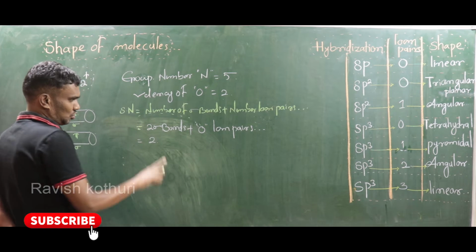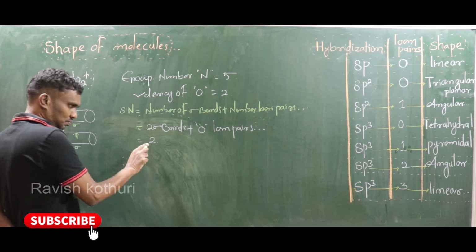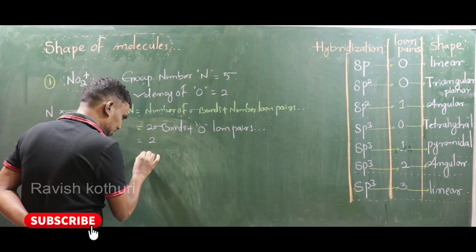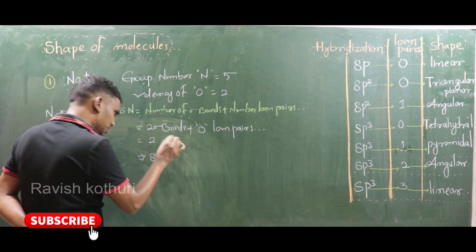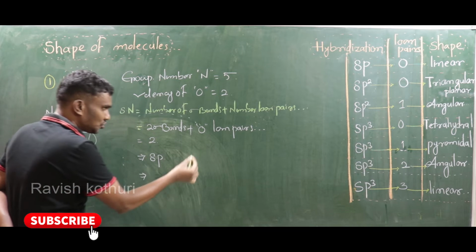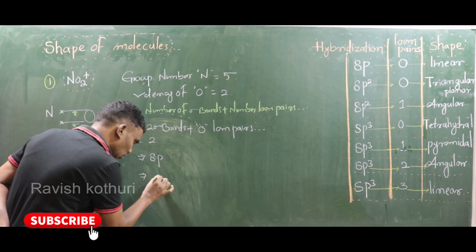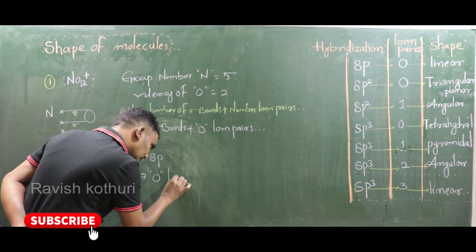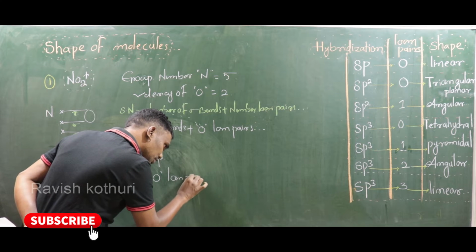Now what about steric number? Steric number is 2. 2 plus 0, 2. So steric number is 2. What is the hybridization? Sp hybridization. Clear? Now what about number of lone pairs? 0 lone pairs.